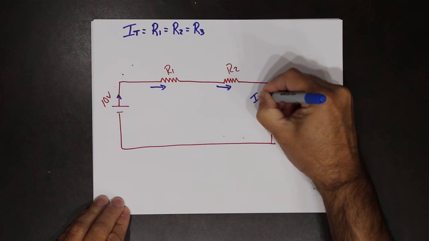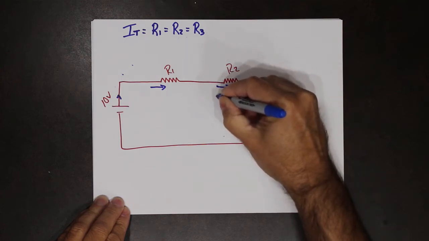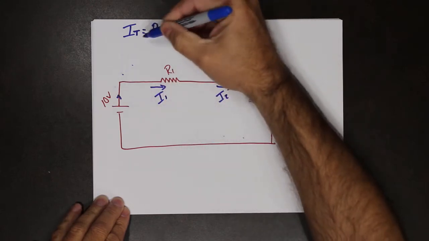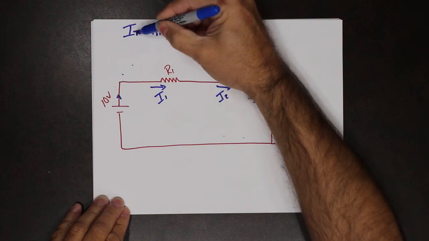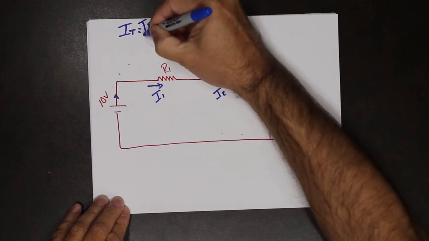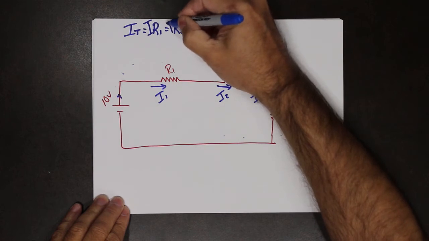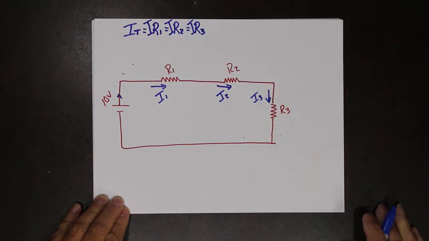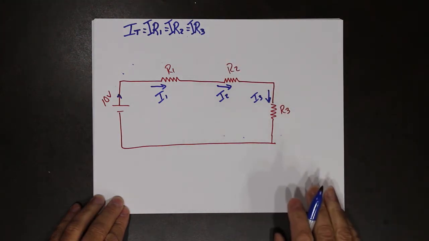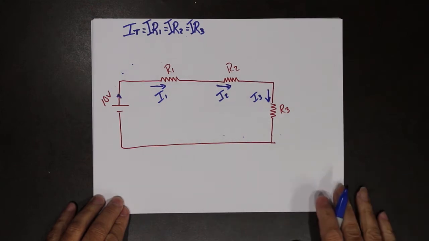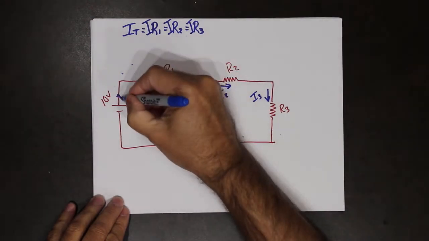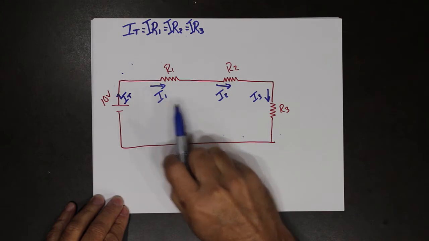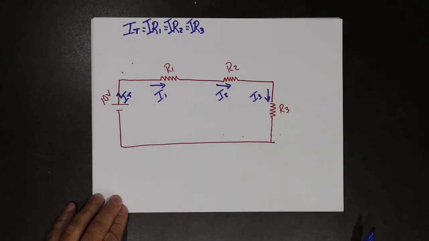We'll call this I3, this I2, and this I1. So the current that's flowing through the whole circuit is identical to the current flowing through R1, the current flowing through R2, and the current flowing through R3. They are all the same current. So I total, which is what leaves the source, is the same as the current flowing through each of those resistors.